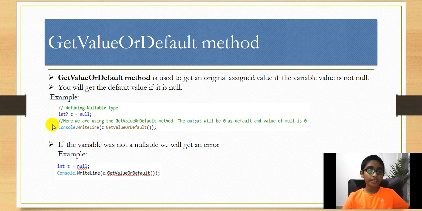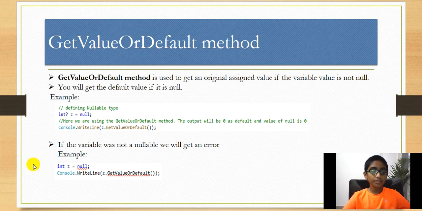Here I'm declaring an integer that is nullable, called z, and assigning that the value of null. After that, we are printing on the console z.GetValueOrDefault. So what will happen is the output on the console is going to be 0. That's because the default value of an integer is 0. Okay, so if the variable was not a nullable type, we'll get an error.